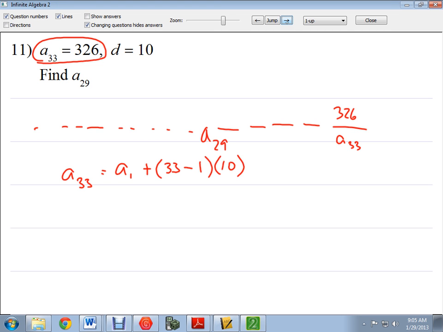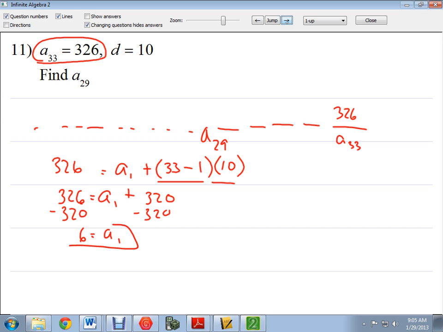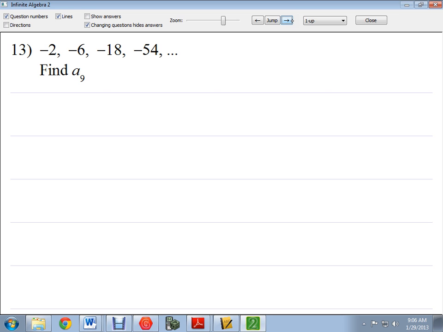But the thing is, we really know a sub 33. a sub 33 is 326. Now, using this formula, we can write an equation. 326 is equal to a1 plus 33 minus 1, which is 32. 32 times 10 is 320. And we can solve this equation relatively easily for a sub 1, which would get me 6 is equal to a1. So that just is a way that I can get back to a1. Once I have a1 and d, then finding a29 is just a matter of plugging it back into the formula with a sub 29 being what you're looking for. So that's how you deal with it if you're not given something like that.